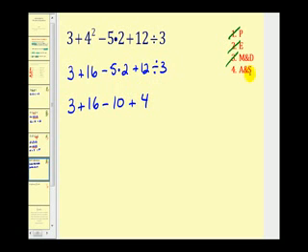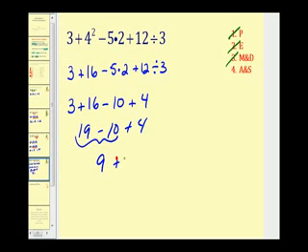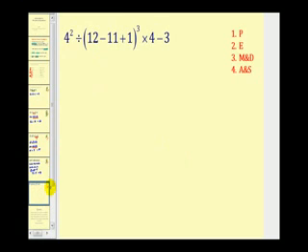And our last step is to add and subtract from left to right. So 3 plus 16 would be 19, minus 10 plus 4. And then we'll go ahead and subtract. 19 minus 10 would be 9, plus 4. And 9 plus 4 is equal to 13. I think we have time for one more.